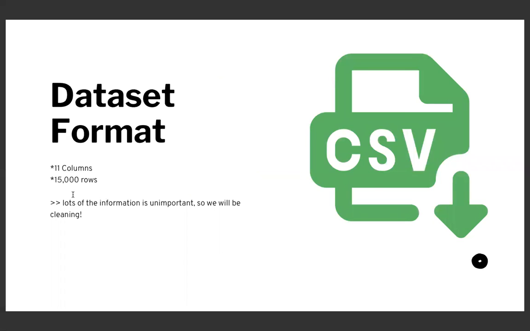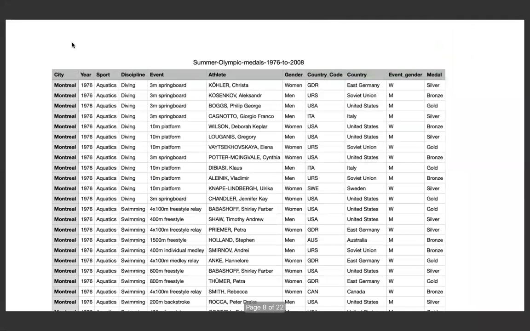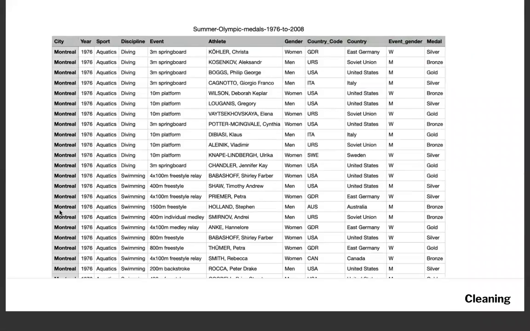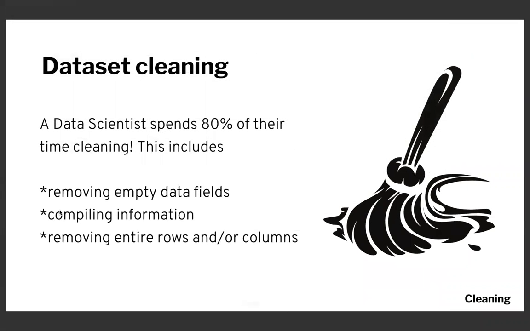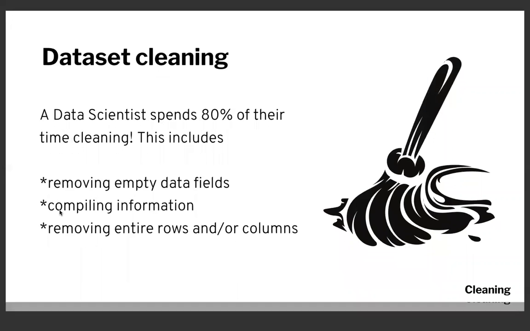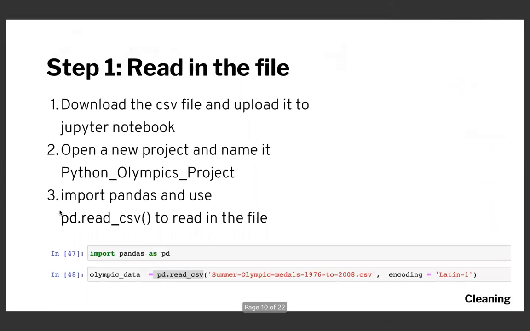And so again, a lot of this information we won't need. Again, here's a little picture of the data. So we're going to be cleaning it. Just a little fact is that a data scientist spends about 80% of their coding time cleaning. That's removing empty data fields, merging different columns or rows together, and sometimes even removing entire rows or columns or selecting very specific ones. So in our case, the first thing we want to do is download the CSV file and upload it to Jupyter Notebook.